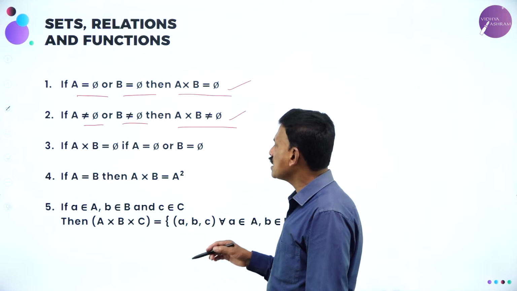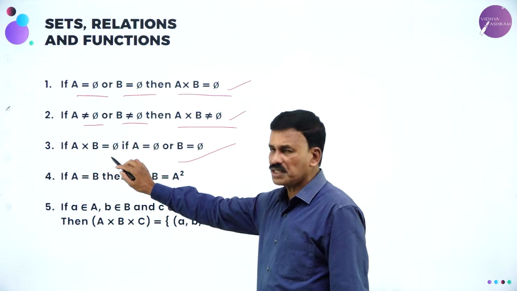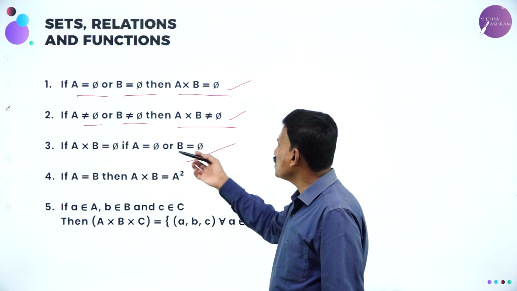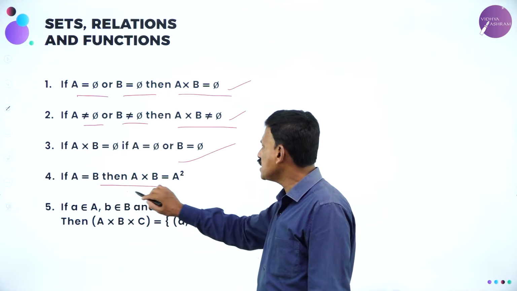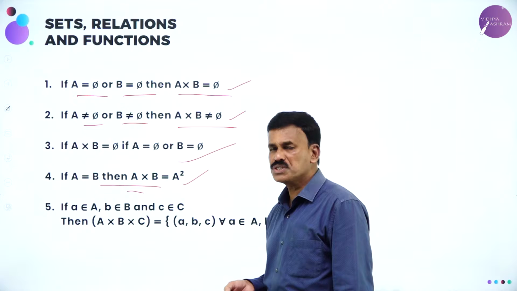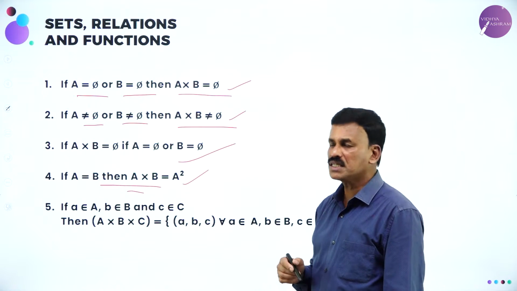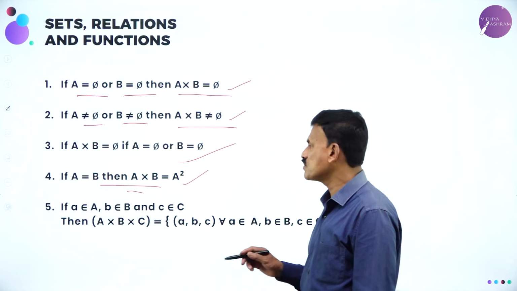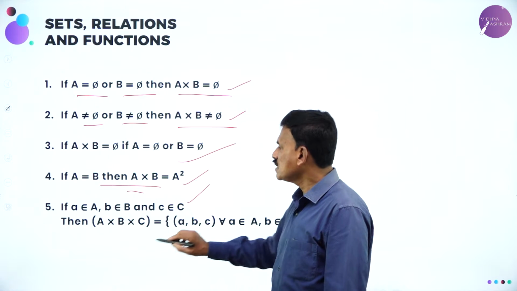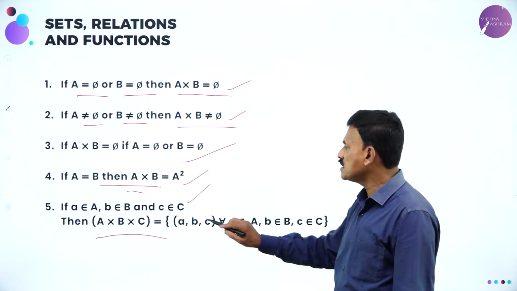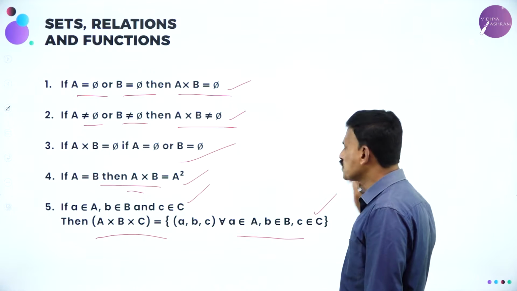Suppose A cross B is a null set, then A is equal to a null set or B is equal to a null set. If the Cartesian product of A and B is a null set, then A is equal to 0 or B is equal to 0. Now, if A is equal to B, then A cross B is equal to A square. If A and B are the same set, then the Cartesian product A cross B is always equal to the set A square. Now, if a belongs to A, b belongs to B and c belongs to C, then A cross B cross C can also be written as (a, b, c) for all a belongs to A, b belongs to B and c belongs to C.